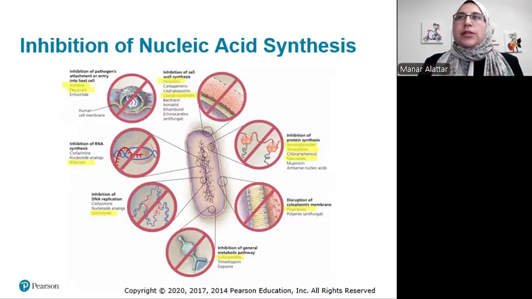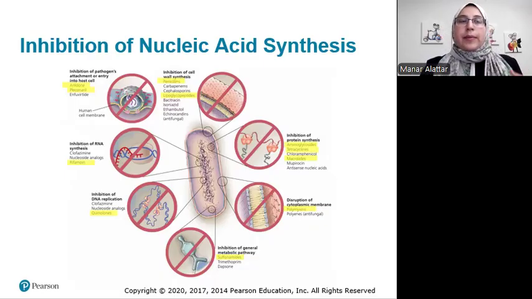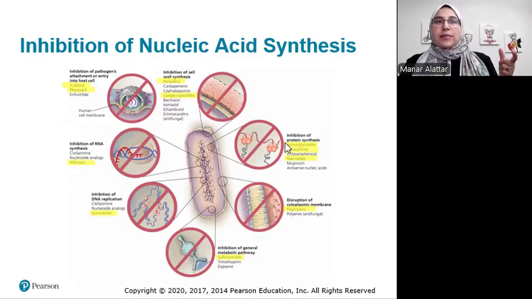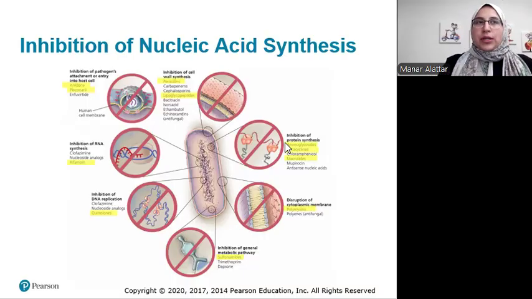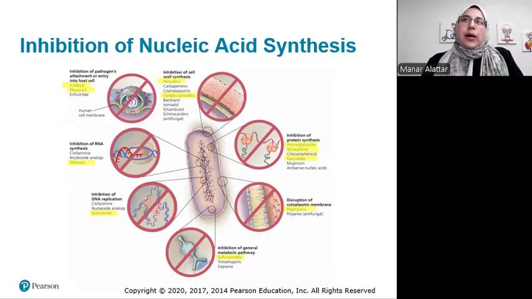Okay, so this is part 2 of our chapter 10 lecture. In the beginning of our lecture, we talked a little bit about antibiotics, antimicrobials, some of the terms that we'll be using throughout the class. And then we went through the first two types of mechanisms of action, one being antibiotics or antimicrobials that target the cell wall, and the second being the cell membrane. Now let's talk about the inhibition of nucleic acid synthesis.